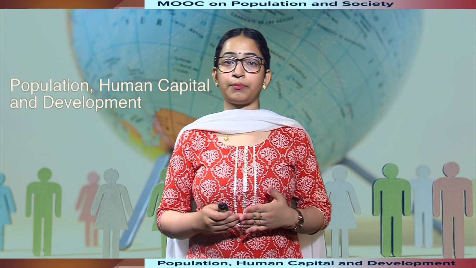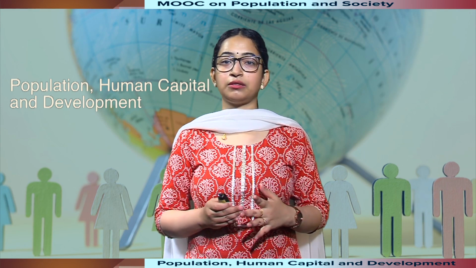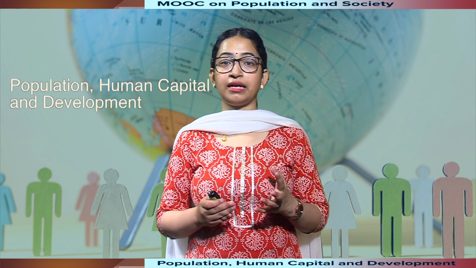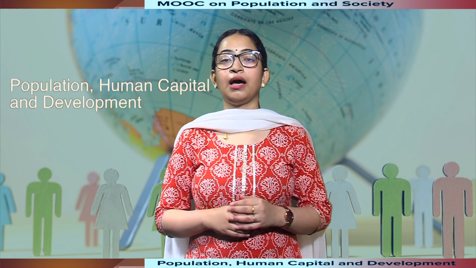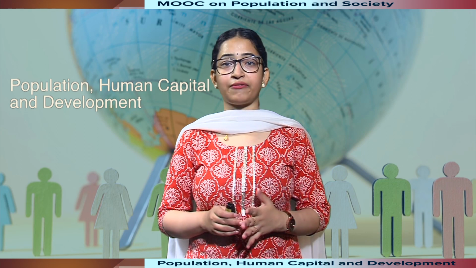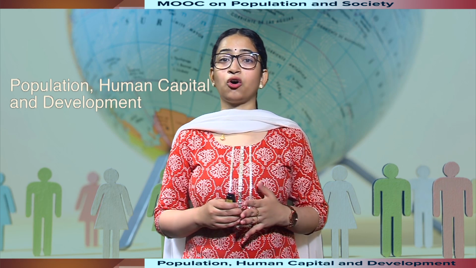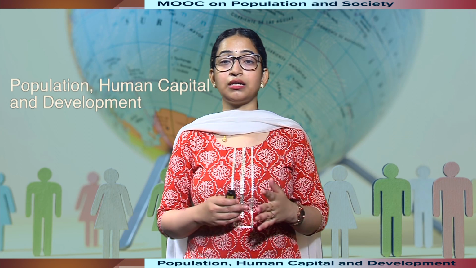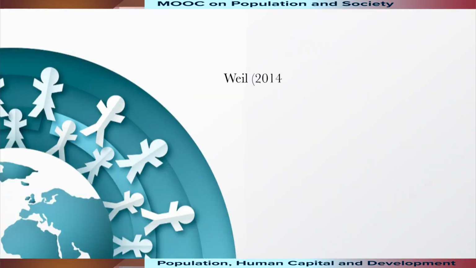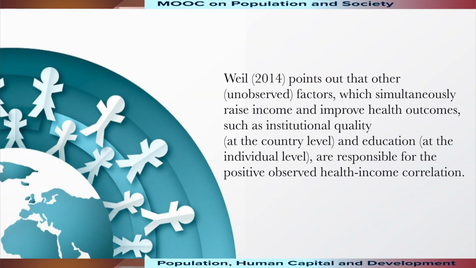From an empirical standpoint, there exists strong evidence for a bidirectional link between health and income. However, the magnitude of these effects is limited, especially when the object of analysis is the cross-sectional differences. Weil in his study points out that other unobserved factors which simultaneously raise income and improve health outcomes, such as institutional quality and education, are responsible for the positive observed health-income correlation.